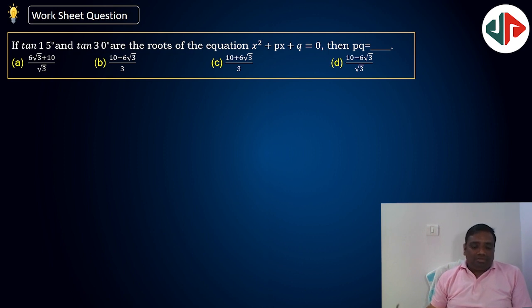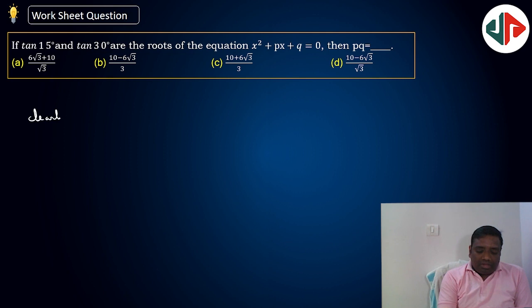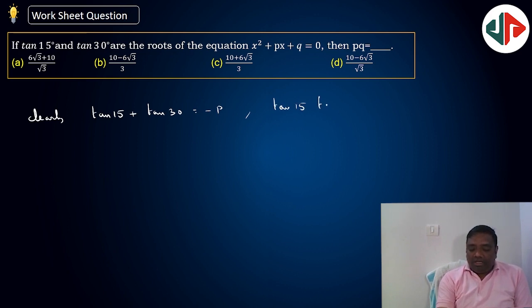Same condition here also. Clearly, what is given here? Here tan 15 plus tan 30 is always equal to minus p, and tan 15 into tan 30 is always equal to q. Now I want to find out the pq value, p into q value. Simplifying.